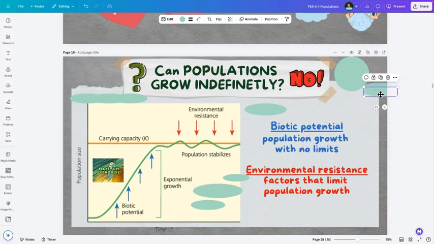So a population can't grow indefinitely because there's always going to be factors that influence growth rates. Okay? That's what the rest of the notes are. What are factors that influence growth rates? We know that birth plus immigration minus death plus emigration gives you the perfect calculation. But what influences birth? What influences death? What influences migration patterns? That's what we're going to be talking about.